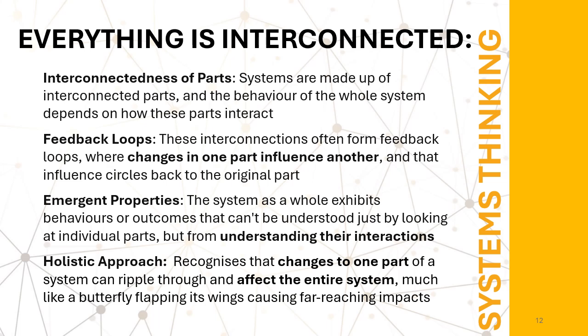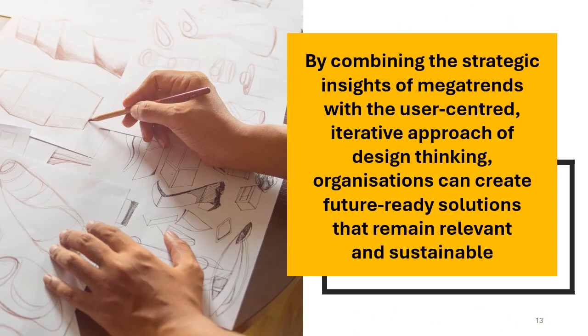Systems thinking embraces a holistic approach, so it recognizes that changes to one part of a system can have a ripple effect and affect the entire system. By combining the strategic insights of megatrends with design thinking, organizations can create future-ready solutions that remain relevant and sustainable.